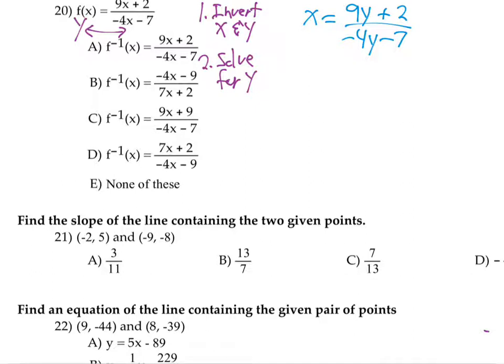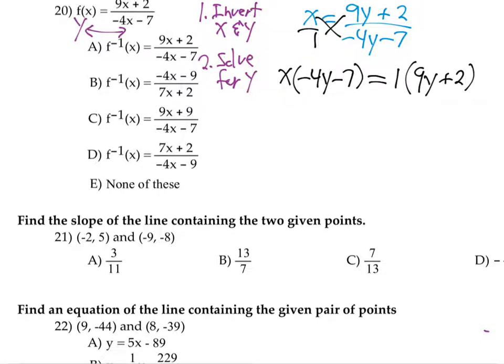Step 2, solve for y. So how am I going to solve that for y? Put this over 1, diagonal, diagonal. So we get x times minus 4y minus 7 equals 1 times 9y plus 2. And then distribute. So minus 4xy minus 7x equals 9y plus 2.